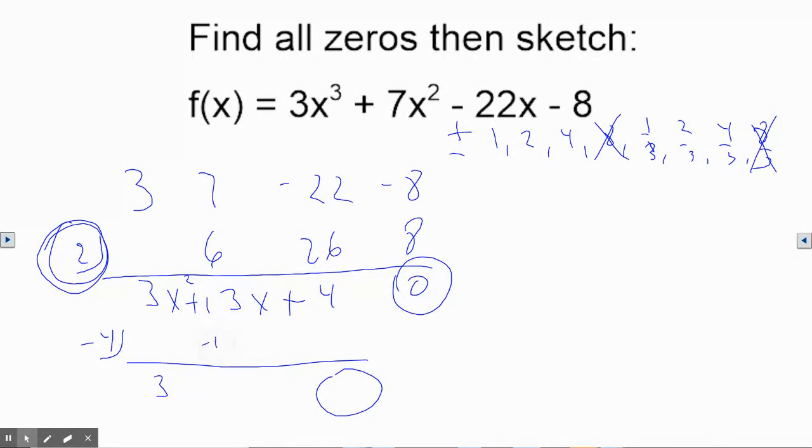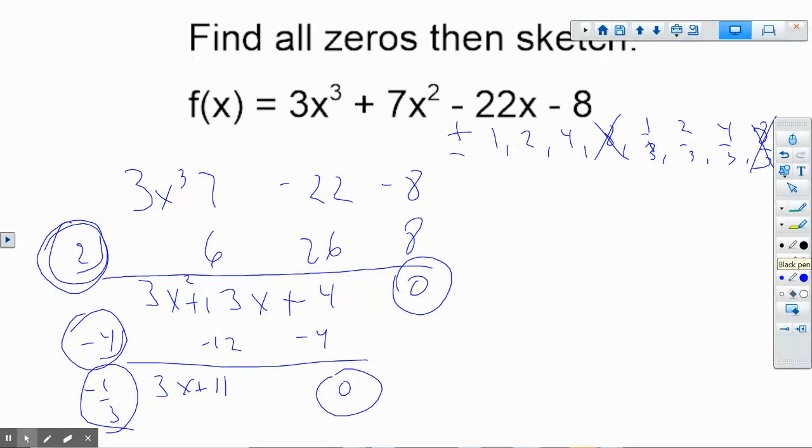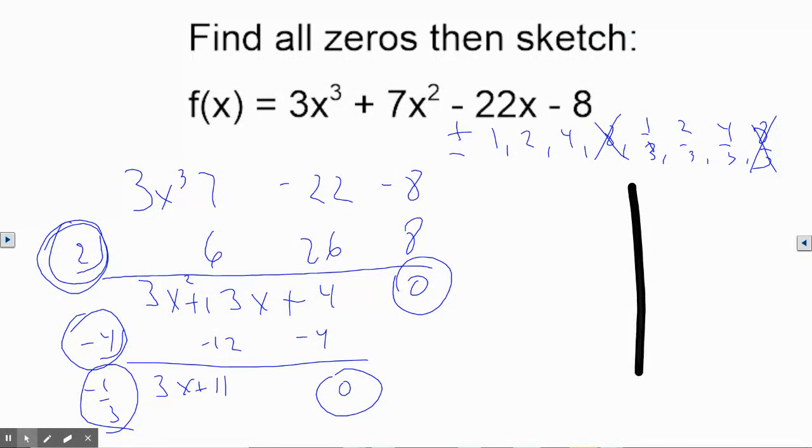Let's see, it'd be -12, 1, -4, and sure enough, that one works. 4 works. And then 3x plus 1. Notice that I started with 3x to the third, now I have 3x squared, and 3x to the first power. This one gives me -1/3 if I solve that one for 0. So now I've got my 3 zeros. And if I was just going to make a sketch for this thing, it might look like this.